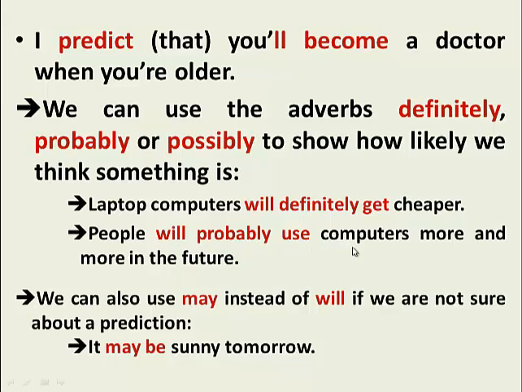People will probably use computers more and more in the future. In this sentence, the adverb probably is used to show that it's something that I am not 100% sure of. It's something probable. It could happen and it could not. We can also use may instead of will if we are not sure about a prediction. It may be sunny tomorrow.